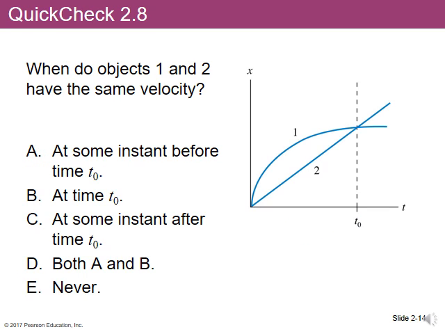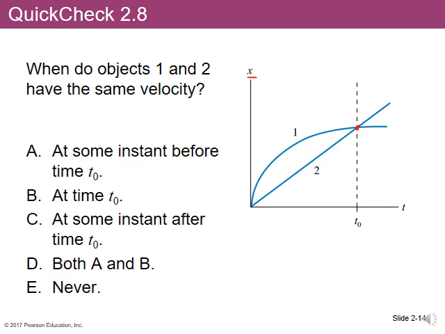Next question. This is a tricky one. When do objects 1 and 2 have the same velocity? This is a position time graph, notice. So a position time graph does not tell you what the velocity is directly. Everybody knows, how do we find the velocity from a position time graph, right? The slope. So when it asks where they have the same velocity, what it's really asking is where do they have the same slope? So when most people look at this question, it's tempting to say here at t0, right?